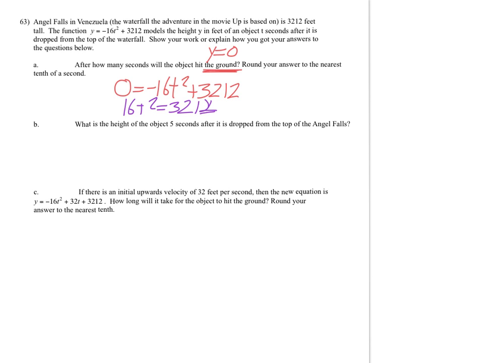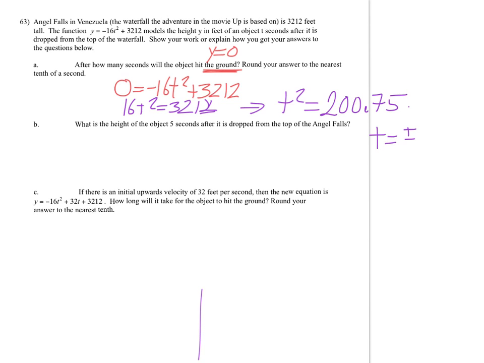3212. I'm going to divide both sides by 16. And I get t squared is equal to 200.75. I totally did that in my head and not on the calculator on my computer. That means I'm going to do the square root of both sides, and I get t is equal to plus or minus. And again, I'm totally doing this in my head, not in the computer.